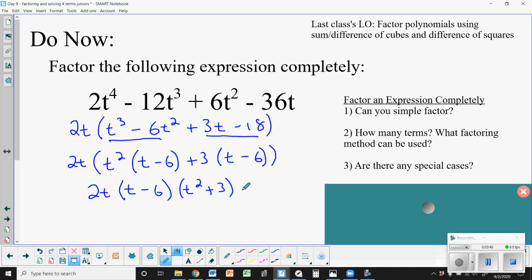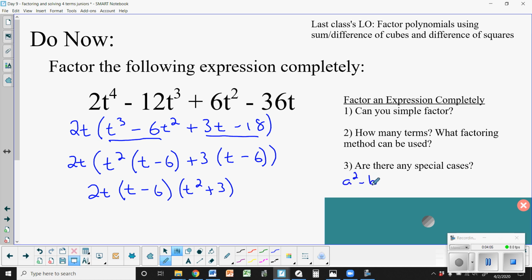And then this, again, is not an equation, so we're not setting it equal to 0. So are there any special cases? Well, let's look here. We're looking for squares or cubes for special cases. So again, we're looking for an a squared minus b squared, or an a cubed minus b cubed, or an a cubed plus b cubed. So those are the patterns we're looking for.